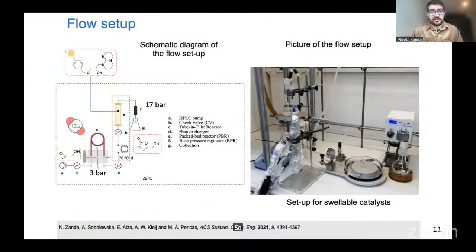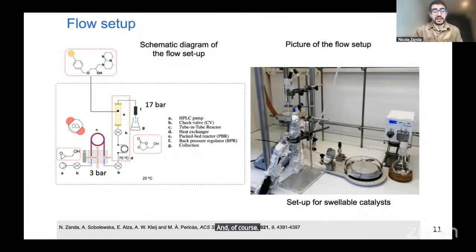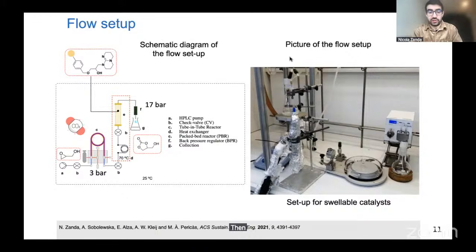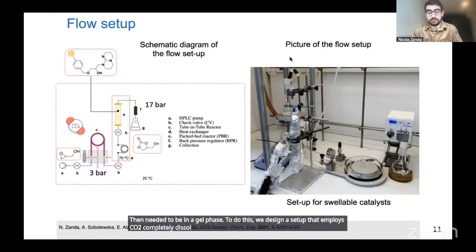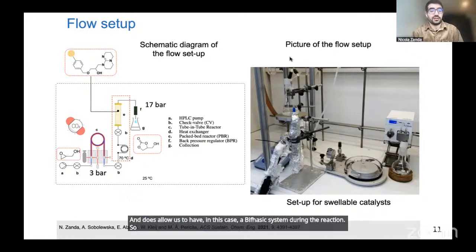So with the catalyst chosen, we decided to design the setup for our flow chemistry application. And of course, we had to keep in mind that our catalyst was a swellable one. So to be used in the proper way and have all the catalytic sites exposed, it needed to be in a gel phase. To do this, we designed a setup that employs CO2 completely dissolved in the stream, and that allows us to have, in this case, a biphasic system during the reaction, so just liquid-solid.